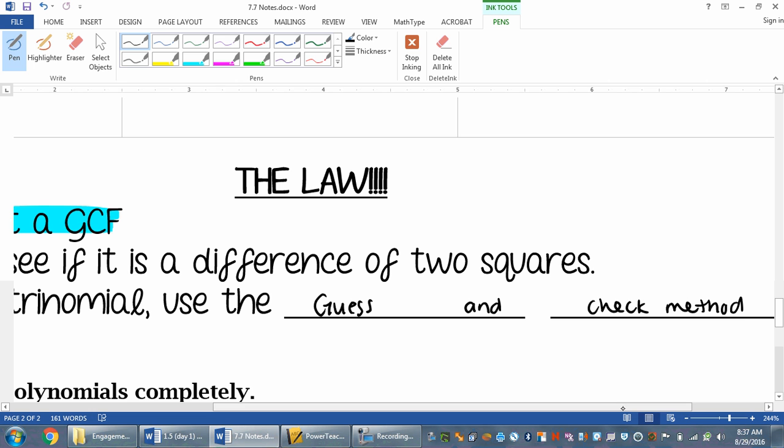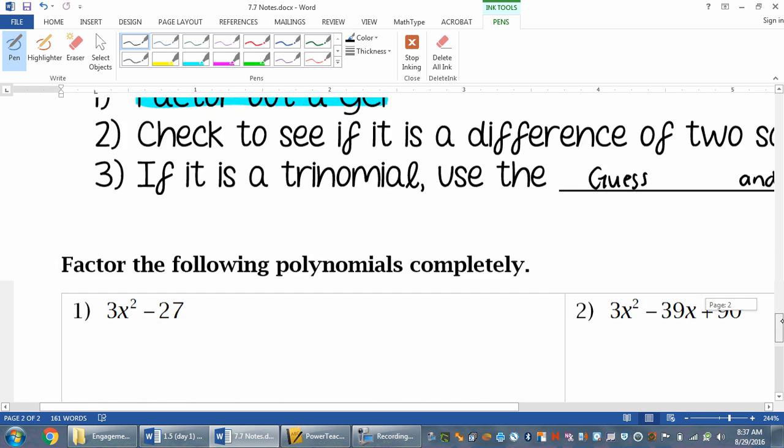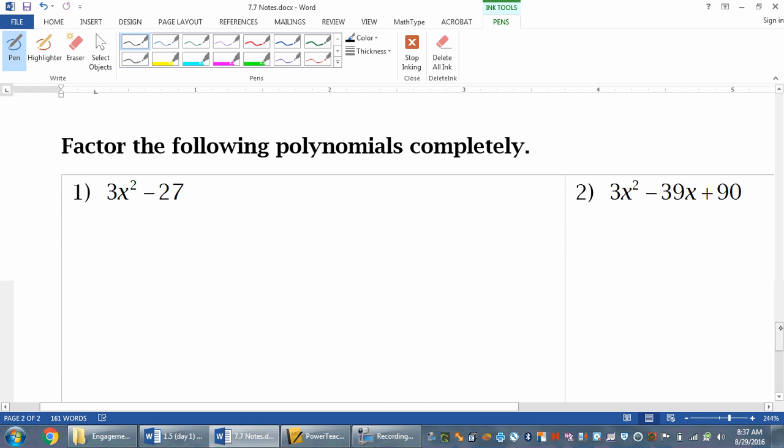All right, so let's go ahead and do a mixed review. Again, no matter what type of problem it is, check for a GCF. So if we notice with 1, I do have a GCF because 3 can go into both terms. So when I factor out a 3, I'm left with x squared minus 9. Remember, anytime we factor a GCF, we should always check to see if we can factor our leftovers.